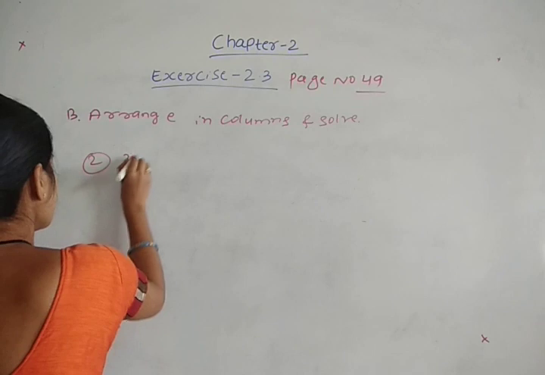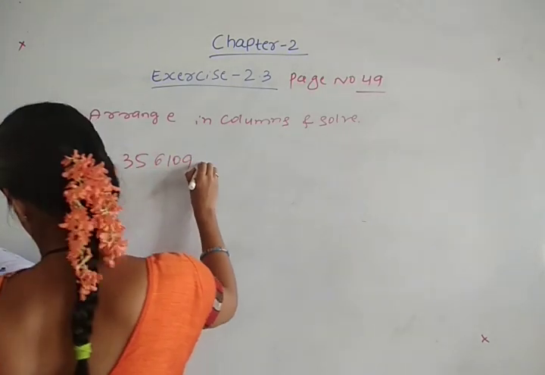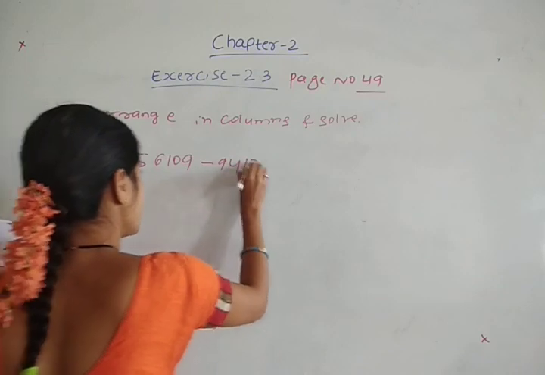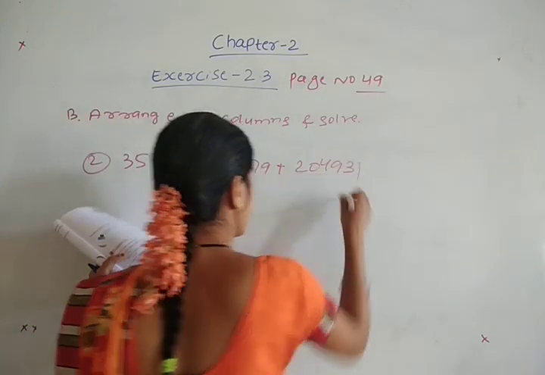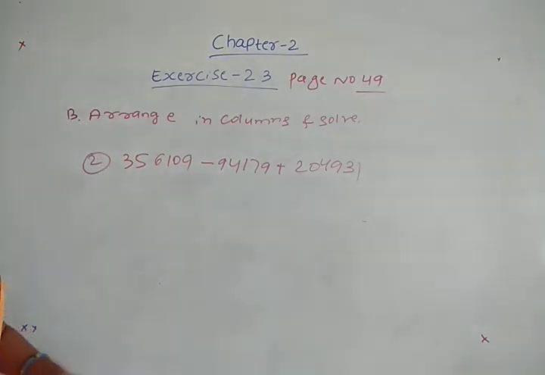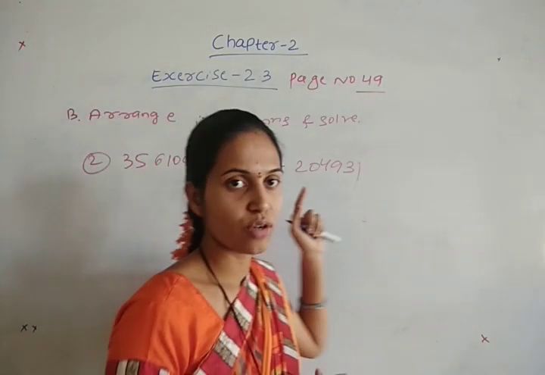The second one is 356109 minus 94179 plus 204931. Okay. Now in the same question we are having the subtraction also and the addition also.